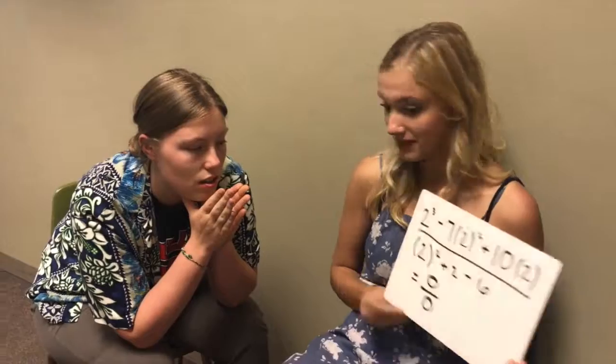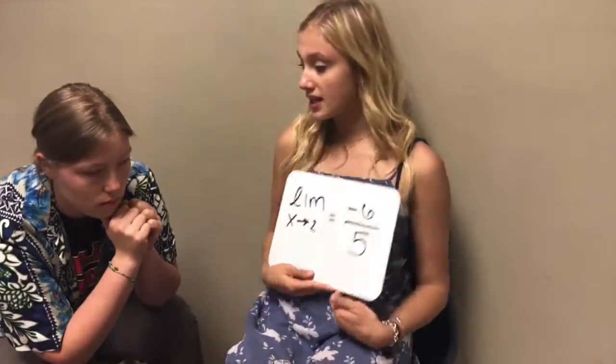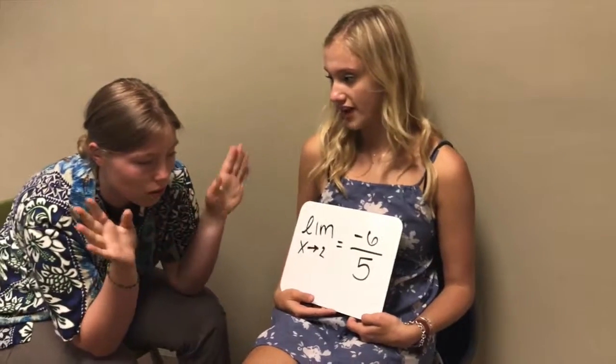Are you following? Yes, I'm following. Okay, just checking. So, next, we take the derivative of the top and bottom. For this particular function, it becomes 3x squared minus 14x plus 10 over 2x plus 1. Got it? Yes. So, then what you do next is you plug c again into the derivative function. So, you'd get 3 times 2 squared minus 14 times 2 plus 10 over 2 times 2 plus 1. Resulting, the limit as x approaches 2 would equal negative 6 over 5.